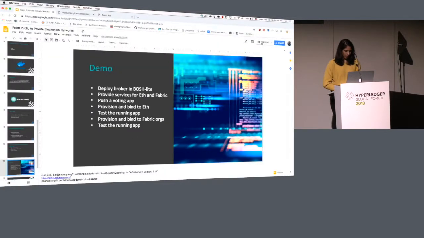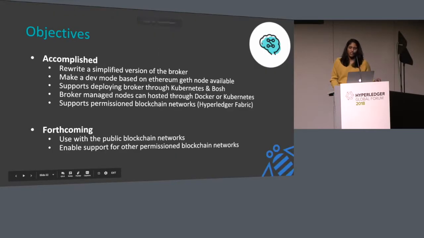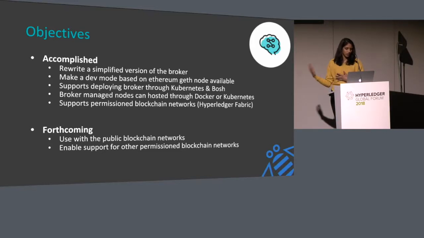So let me go back here. So a couple of things that we've already done. This initial broker actually started as a hackathon project, which was written in Ruby. We've rewritten it in Go. We have a dev mode for the Ethereum Geth node available. We are allowing deploying the broker through Kubernetes and BOSH, which we've talked about. And the other cool thing is that the actual nodes can be hosted through Docker or Kubernetes. And then we are supporting permissioned blockchain networks.